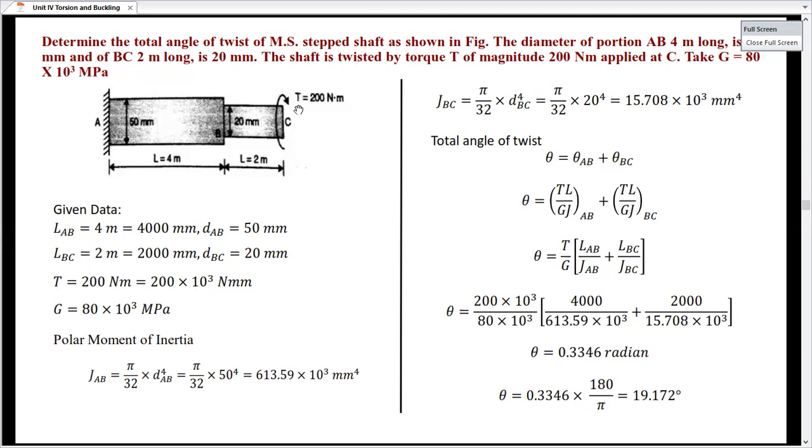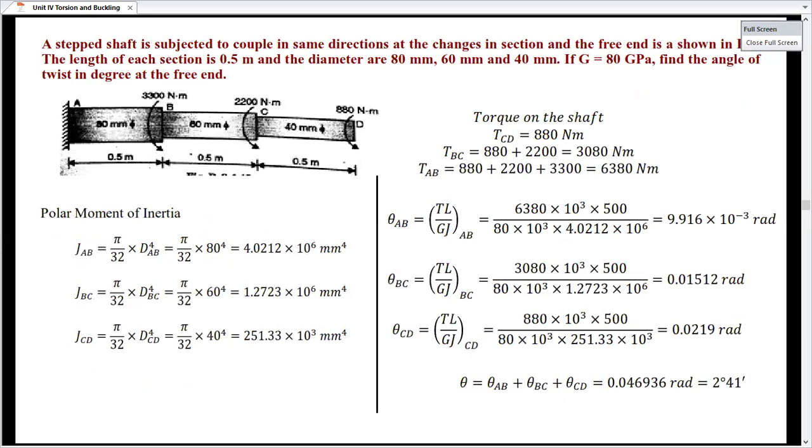Okay. Now look at the second problem. Now they have given the direction clockwise. So observer position is considered from this side. So the direction of shaft is theta, and the torques they have taken: torque at section CD is 880, at section BC 2200 Newton meter, and at section AB it is 3300 Newton meter. So a step shaft is given. The diameters are 80 mm, 60 mm, 40 mm. The length of each part is given as 0.5 meter, and modulus of rigidity is given as 80 GPa.